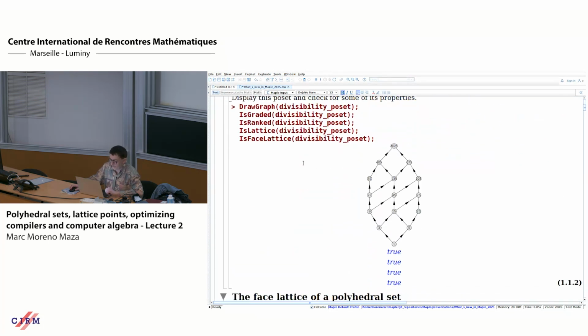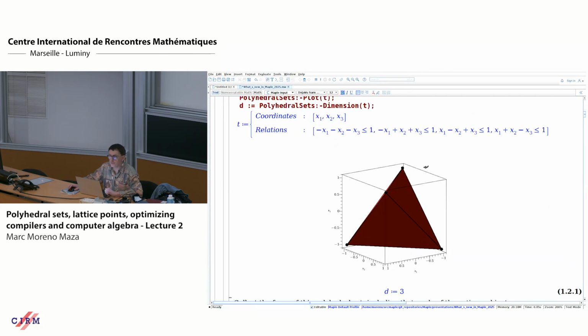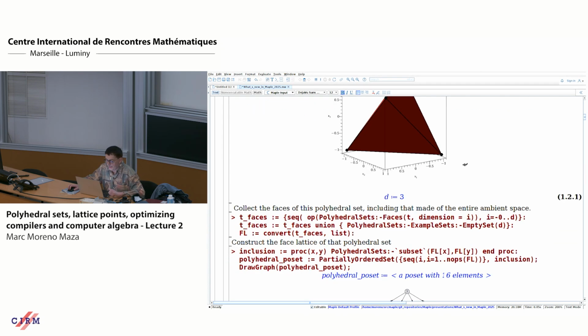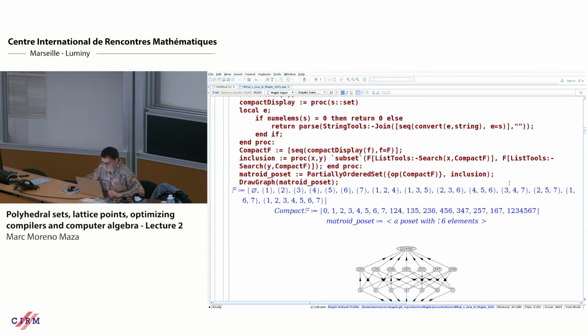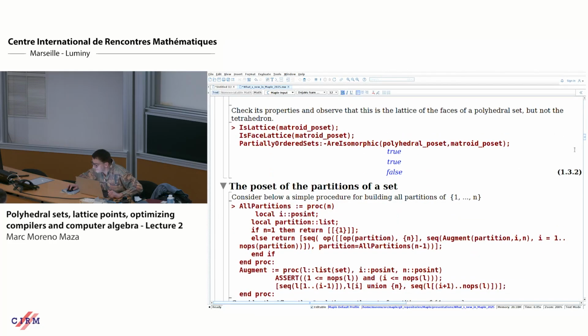So a new feature in Maple would be polyhedral sets. Of course, we introduced that because of phase lattice. I'll skip that here.